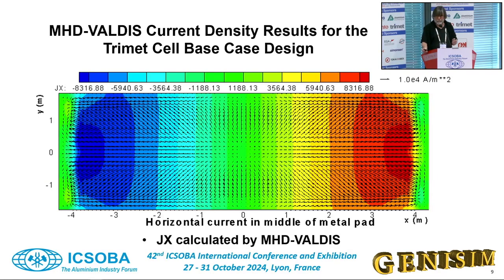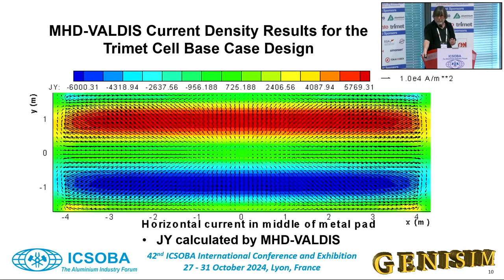Okay, so I'm getting this horizontal current. That's the X component. The vectors are both X and Y, but the color is the X component. So you see, you get 0.8 maximum value. That's quite an intensive value of JX. And if you compute the Y, you get only 0.6. So you have more X component than you have Y component in this cell.